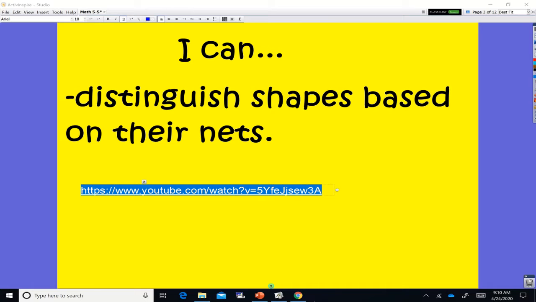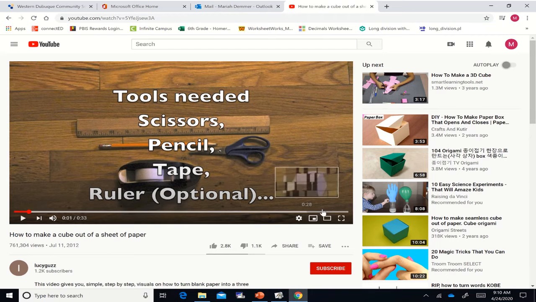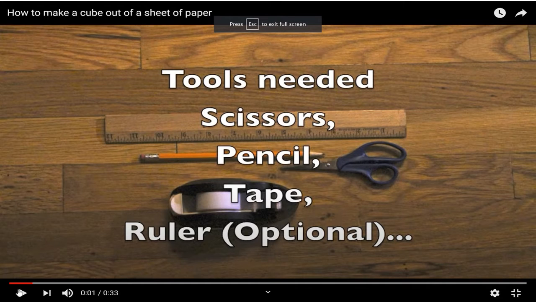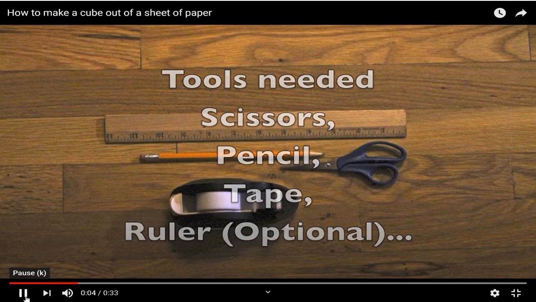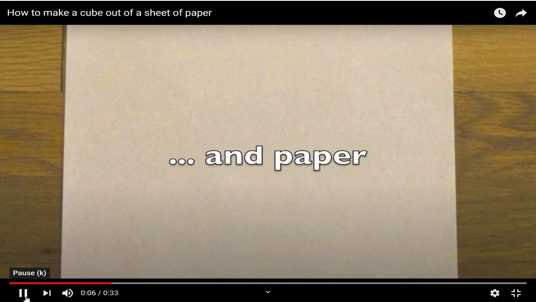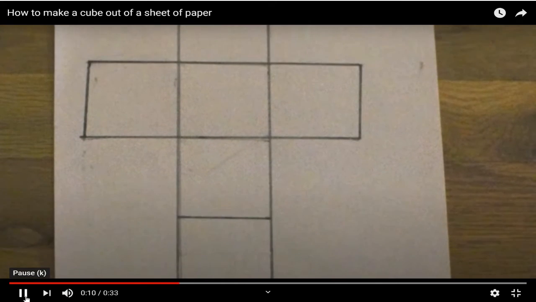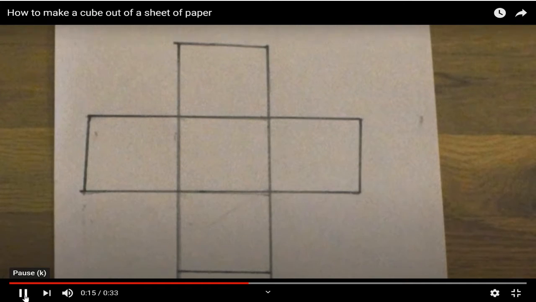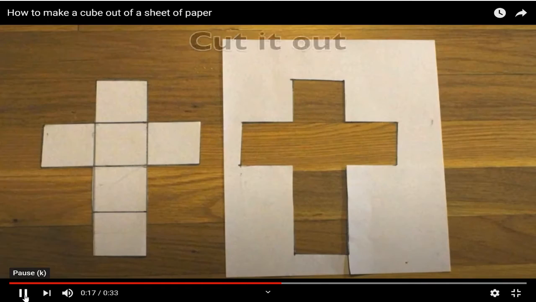If we were typically all together right now, I would show you how to do this and we would do it all together as a class. So these are the materials that you can use. If you would like to go get them and do that, that'd be awesome. If not, that's totally fine too. So what they do is they make them 2 inches apart. Then they cut out just the outside of this.